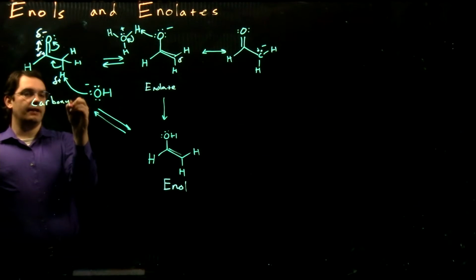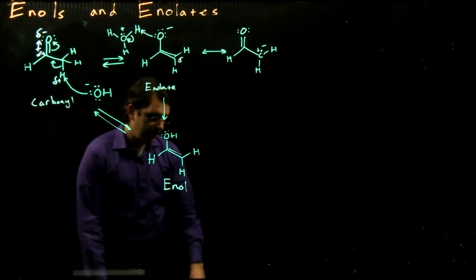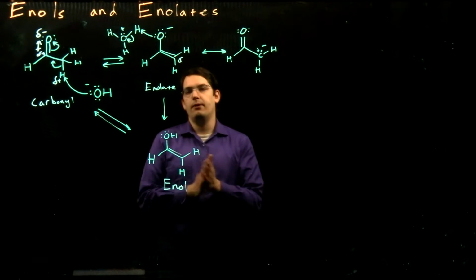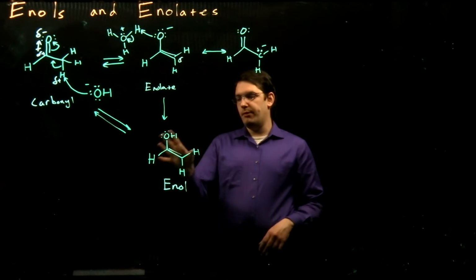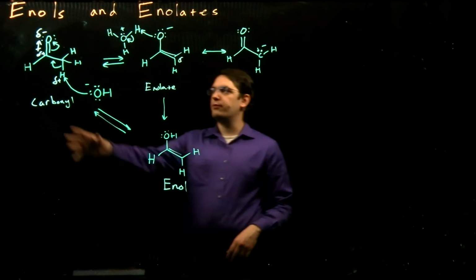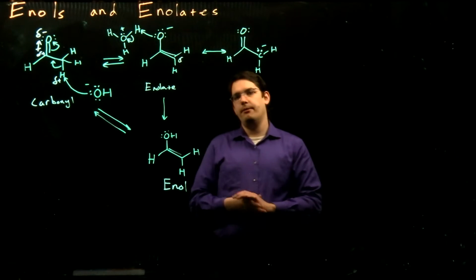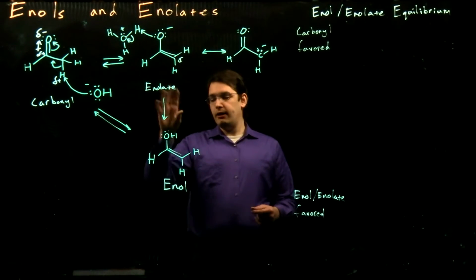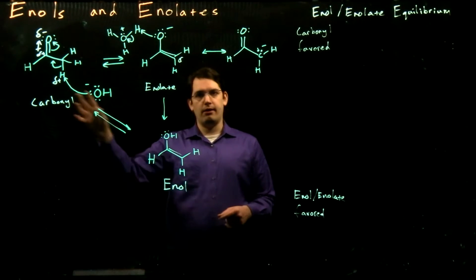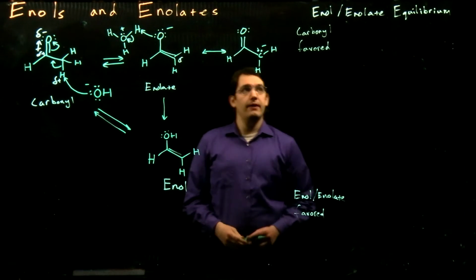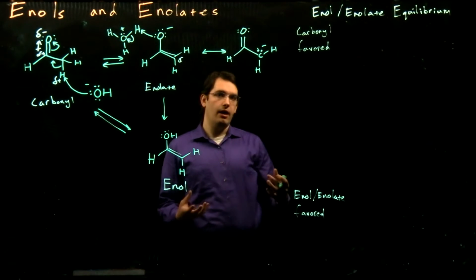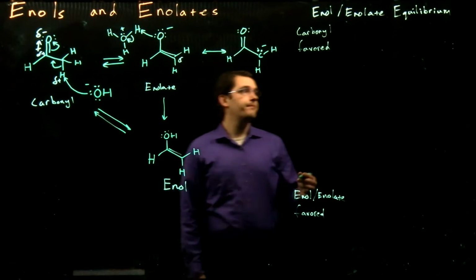In most cases, the equilibrium is going to favor our carbonyl, right? So that's what we saw with our alkyne. We would form that enol initially, and then it would rearrange to our carbonyl. So we're going to have an equilibrium between our enolate or enol forms and our carbonyl form. Now this equilibrium is going to be influenced by the structure of our carbonyl compound.